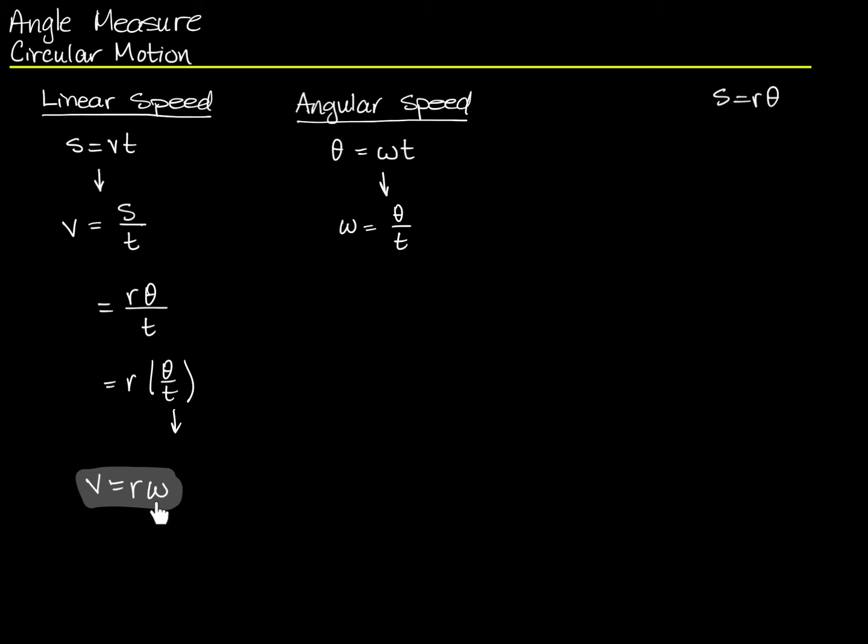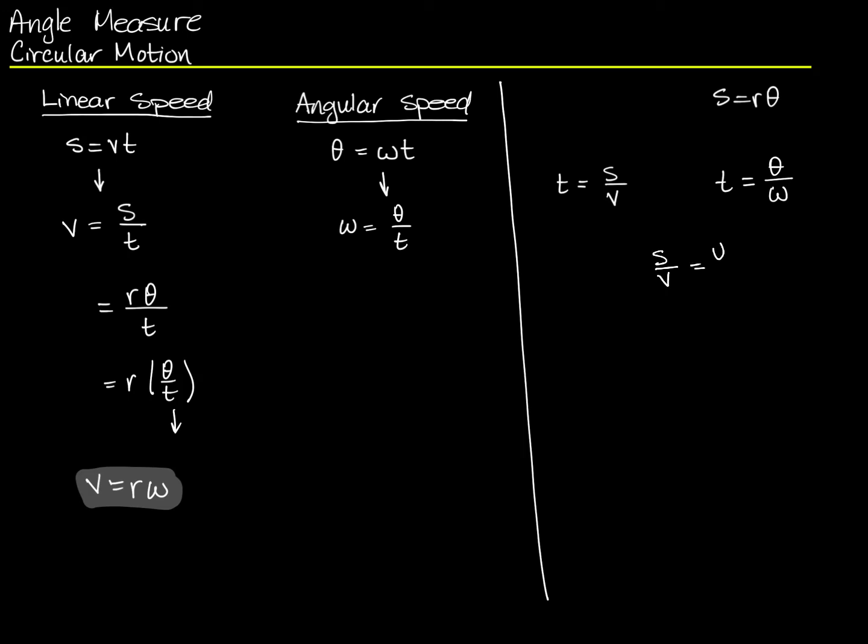If you know the angular velocity, all you have to do is multiply it by r to get the linear velocity. There's kind of another way to do this, and it's a little less elegant, but I think it makes a little bit more sense algebraically. And that is to say that if I solve my first equation for t, I get t equals s over v. If I solve the second equation for t, I get t equals theta over omega. Now, if these are both true, and t is the same in both cases, then those t's must be equal to each other. In other words, s over v must be equal to theta over omega.